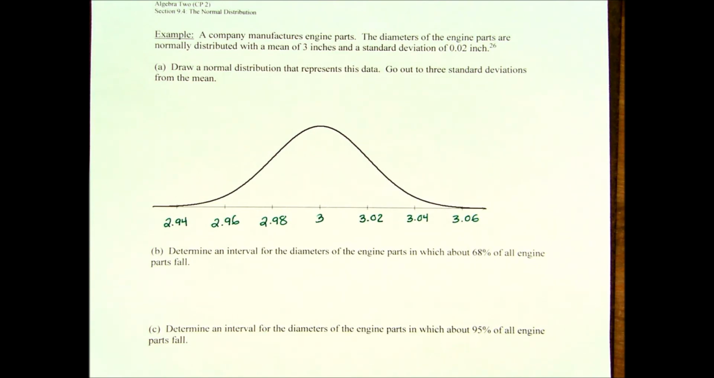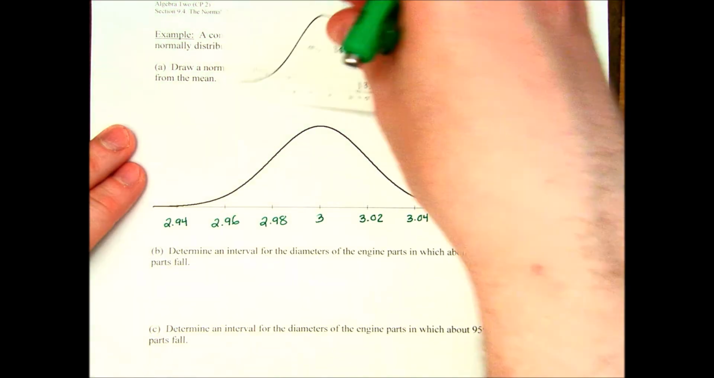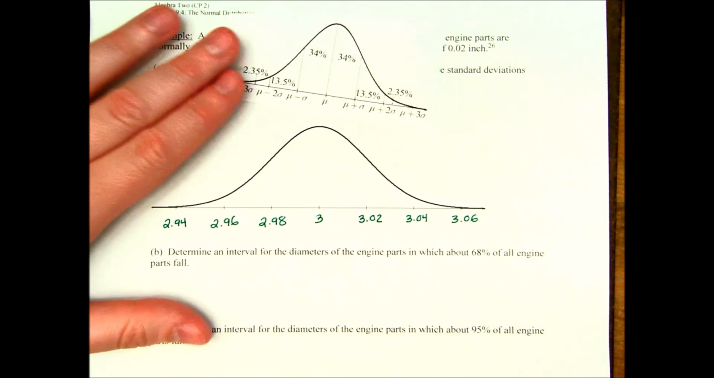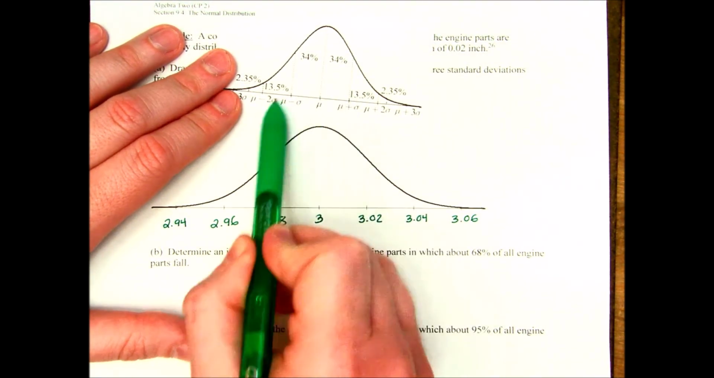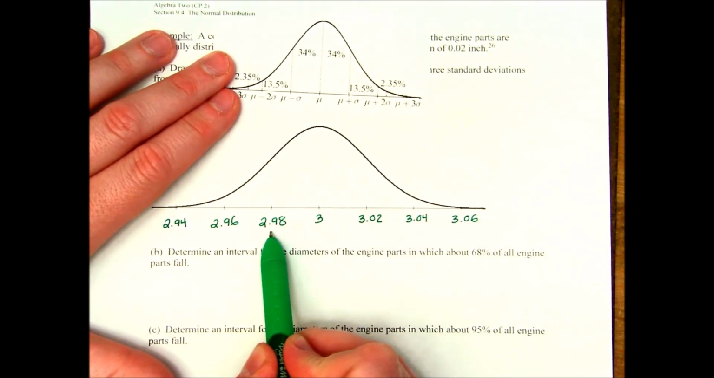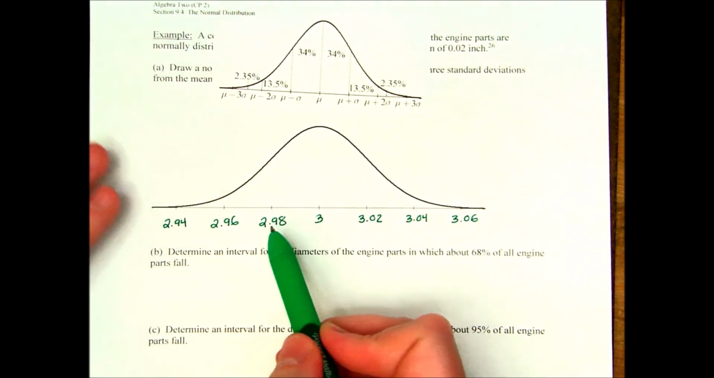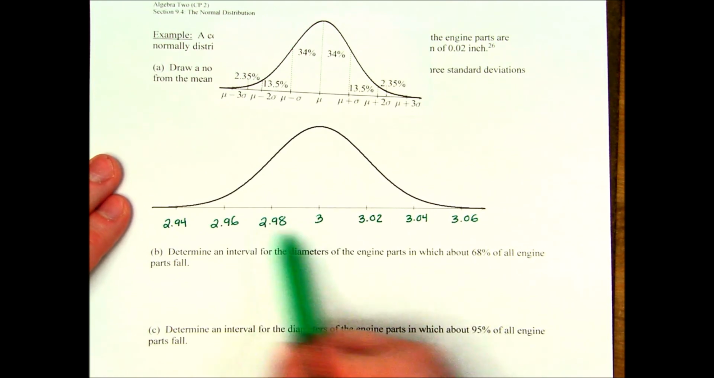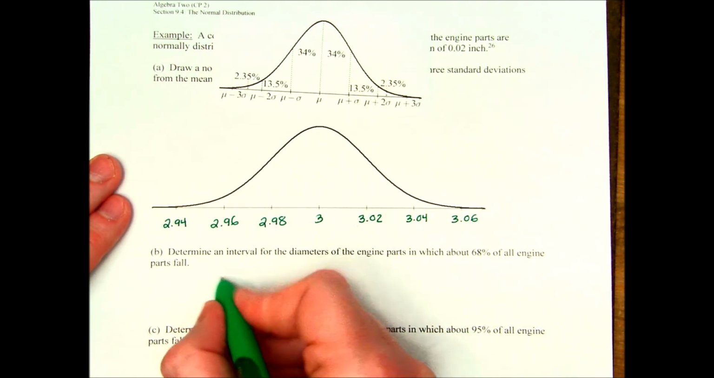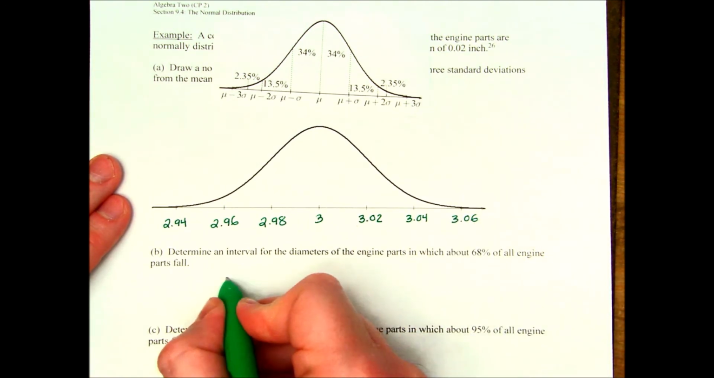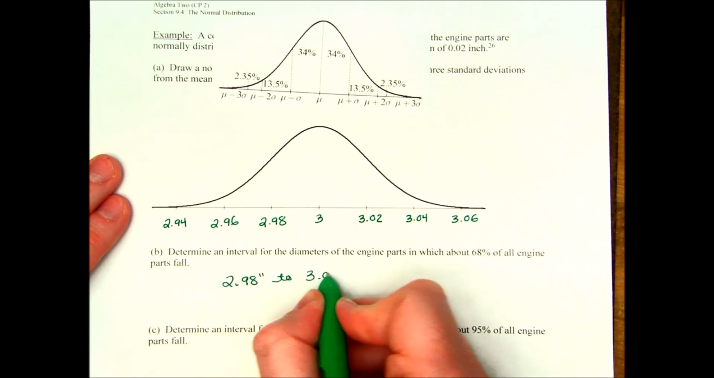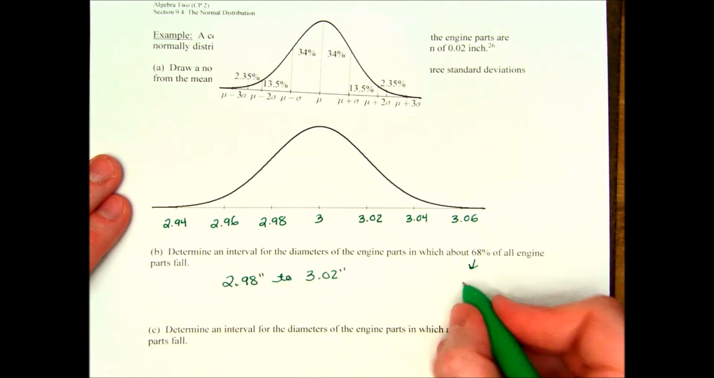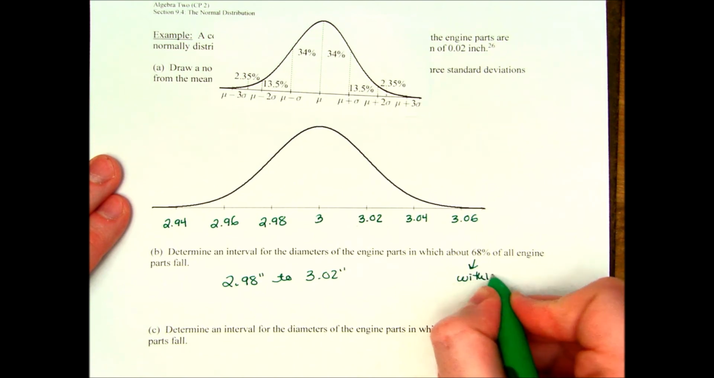First, I want to determine an interval for the diameters of the engine parts in which about 68% of all engine parts fall. Well, according to our empirical rule, 68% of the engine parts, 34 plus 34, are within one standard deviation of the mean. So any engine part whose diameter is between 2.98 inches and 3.02 inches would be within 68% of the mean. I'm going to say 2.98 inches to 3.02 inches. 68% is within one standard deviation.